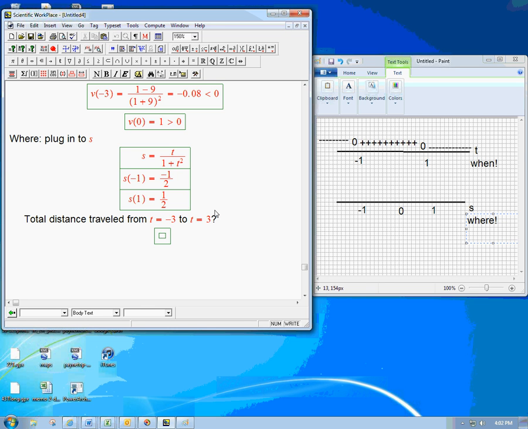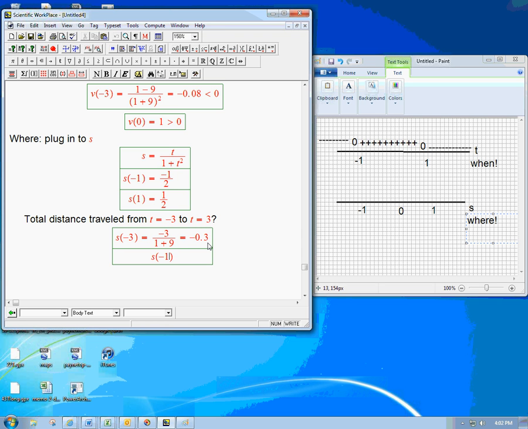Okay. All we need to know is the landmarks. And we've actually calculated all of these things. S of minus 3, we already know is, oh no, we haven't calculated S of minus 3. We calculated V of minus 3. Let's calculate S of minus 3. Minus 3 over 1 plus 9. Remember, it's not V, it's the original function. I want to know where all this stuff happened. So that's going to be minus 0.3.